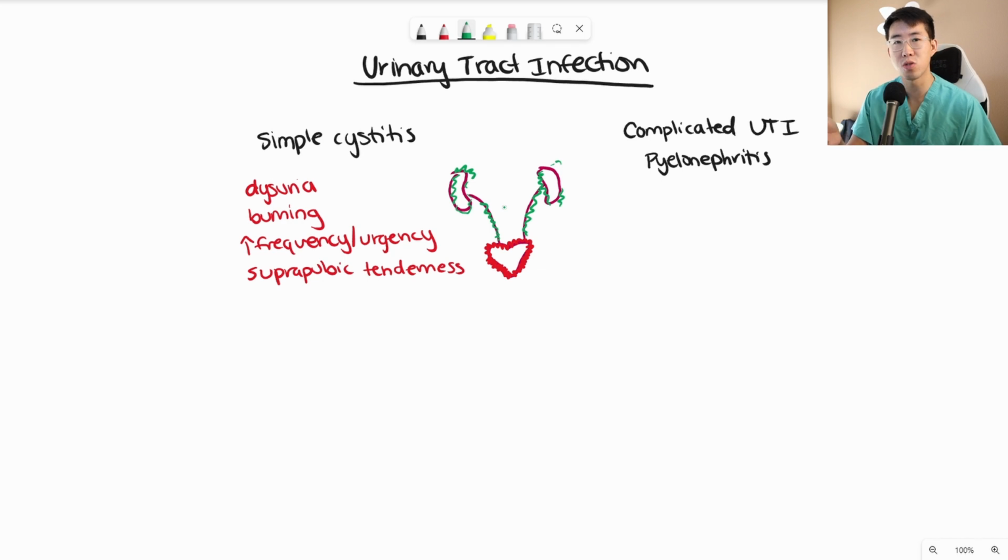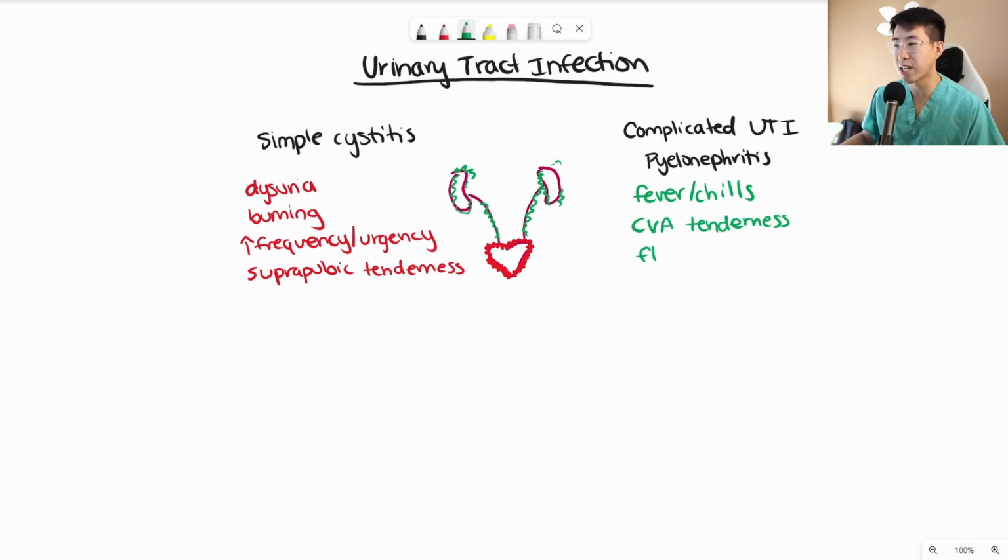So in addition to the symptoms on the left here, for complicated UTI, you're going to have things like fever and chills. You'll have CVA tenderness. When you pound on the patient's back, it's going to cause some pain because of the inflammation around the kidney. And in general, you may see flank pain, which would again suggest that it's extending past the bladder.